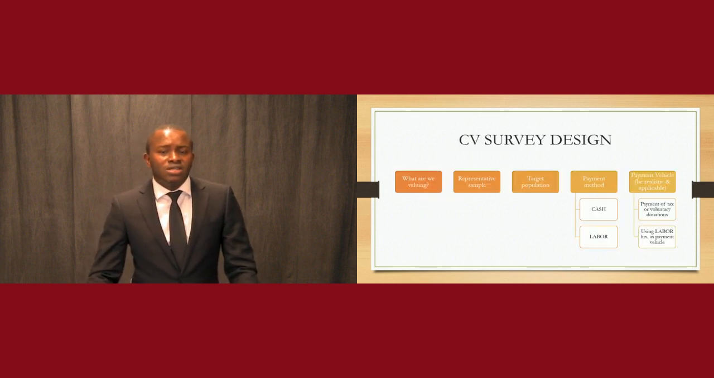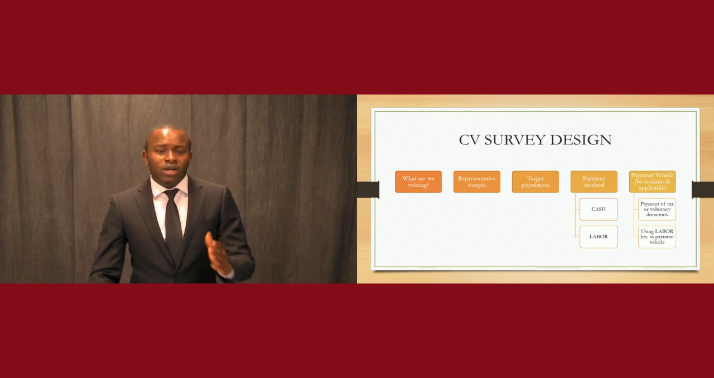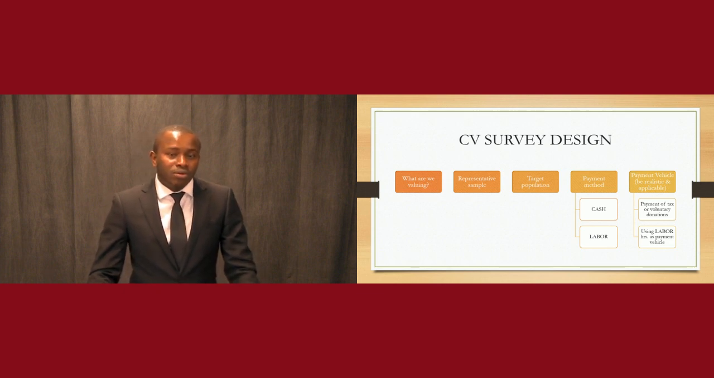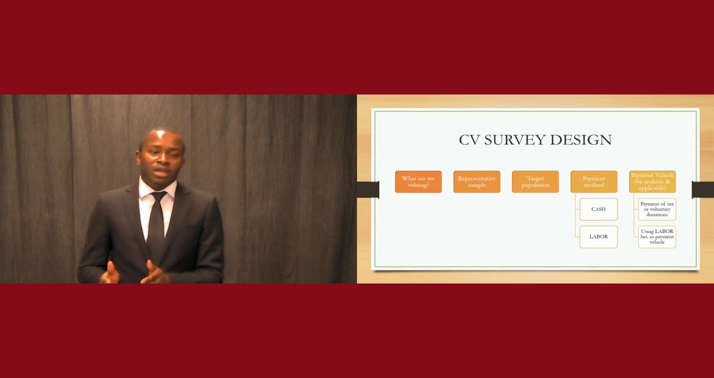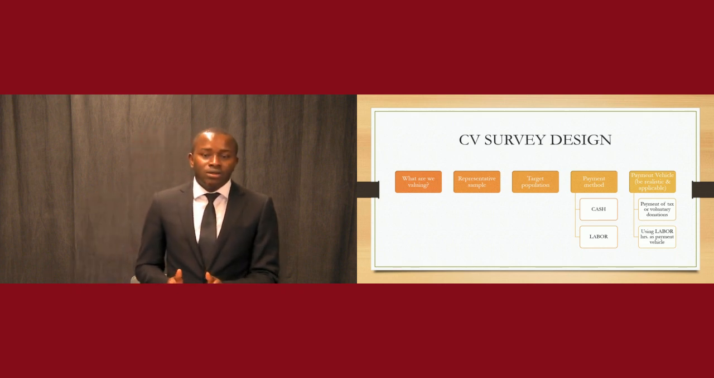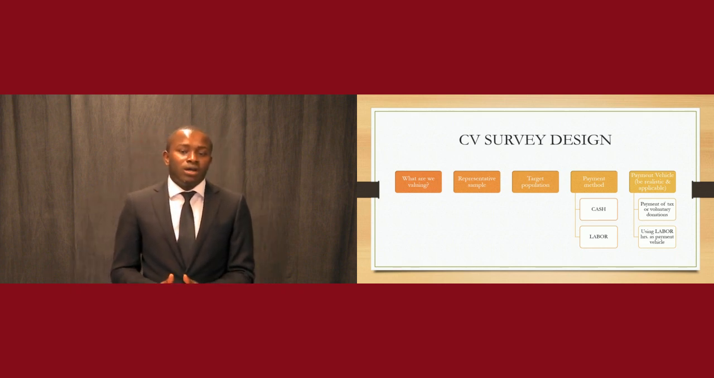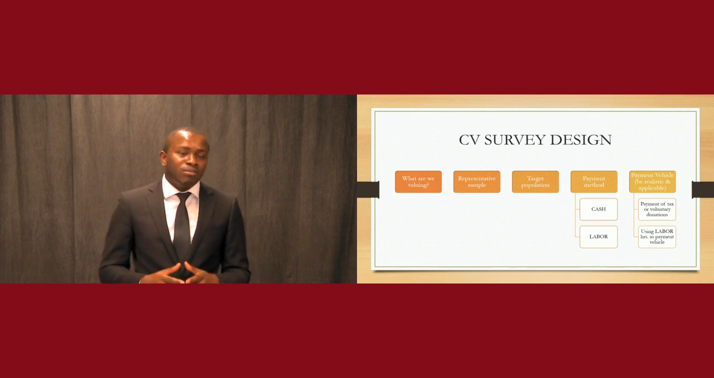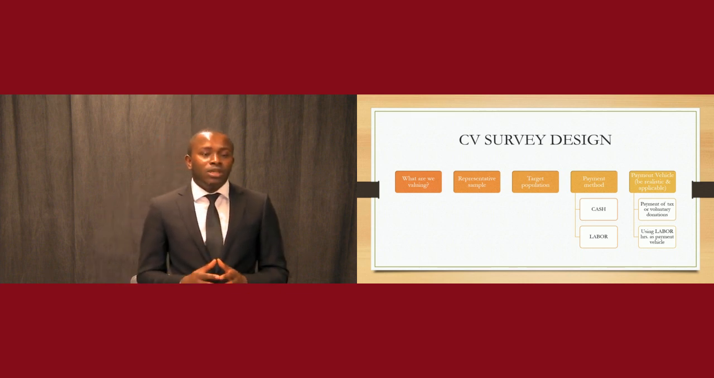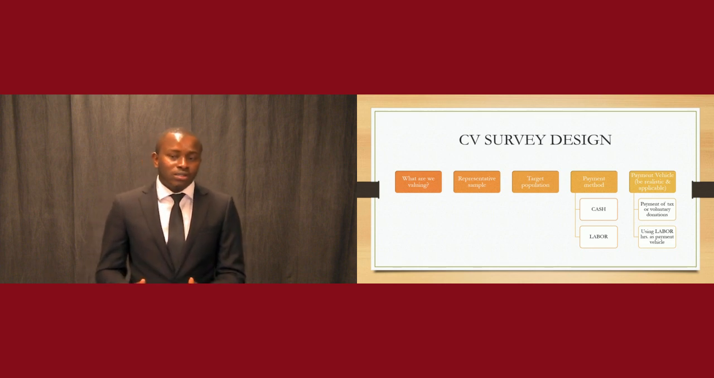So just quickly on the design, we first need to know what we are evaluating. We'll talk about it a little more later. We need to have a representative sample, and we need to know who we are targeting, our target population. I'll talk a little more about payment method and payment vehicle because they're a little more technical. When we say payment method, because we are asking people to express their maximum willingness to pay, in what form are they going to make this payment? They can make the payment either through cash, or by providing labor hours.